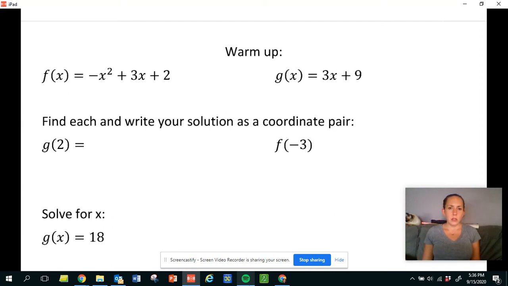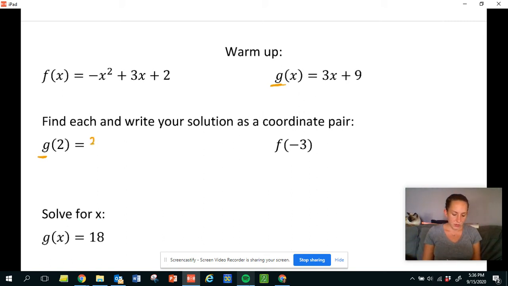When using function notation, if they give you a number inside the parentheses, they're giving you x. So they want you to plug it into the equation, but you have to make sure that you're plugging it into the right equation. Remember, these letters are the name of the function. So this is a g function, and they want you to plug 2 into the g function and see what y is.